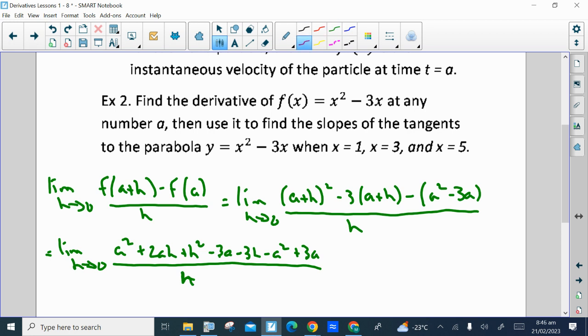And now we can simplify this. So the first thing you may notice is that a squared minus a squared cancels. We've got a minus 3a plus 3a. They also cancel.